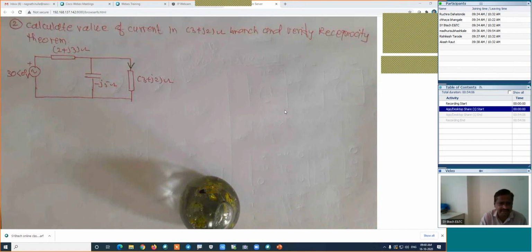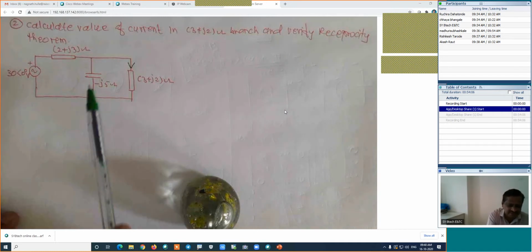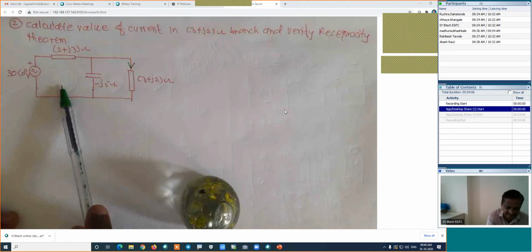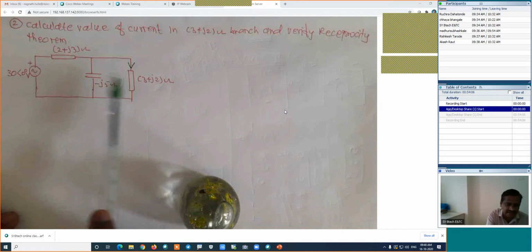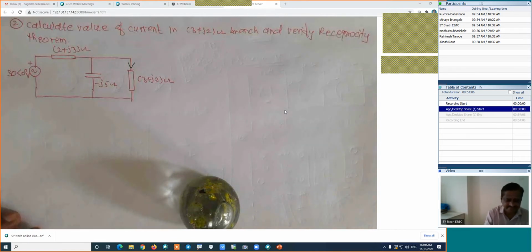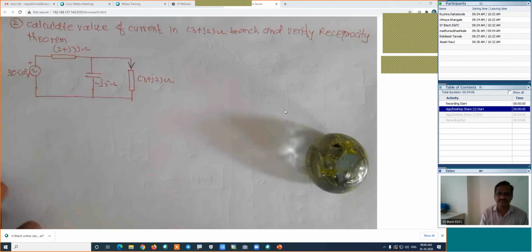So what I can plan is to reduce this network. I will find its parallel combination, it will become one loop, and I will calculate its current. Then I will use the current division rule and calculate the current in this branch. Is it right? So use any method, our aim is the calculation of the current. Here I am using the reduction method, minimizing the network and then calculating the current.